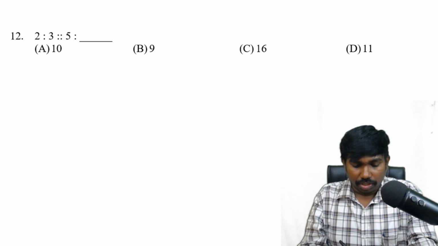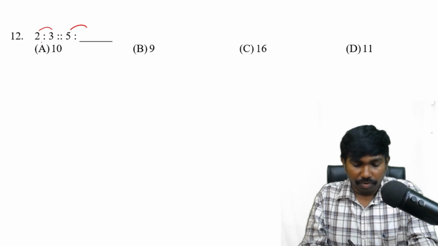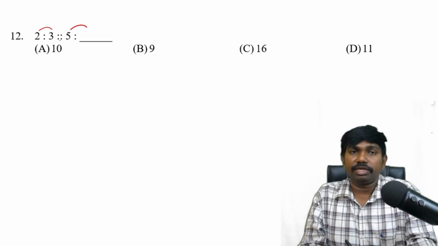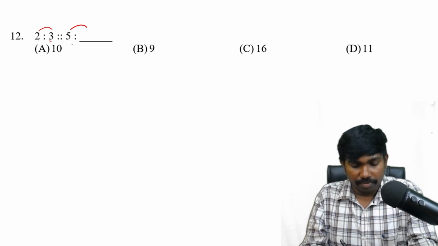Right. Next, 2, 3, 5 and dash. Maybe if we try with plus 1. Yes, it should be 6, but 6 is not there. And if you observe the numbers, yes, these numbers also some special numbers. They are nothing but prime numbers. 2's next prime number is 3. 5 next prime number is, okay.